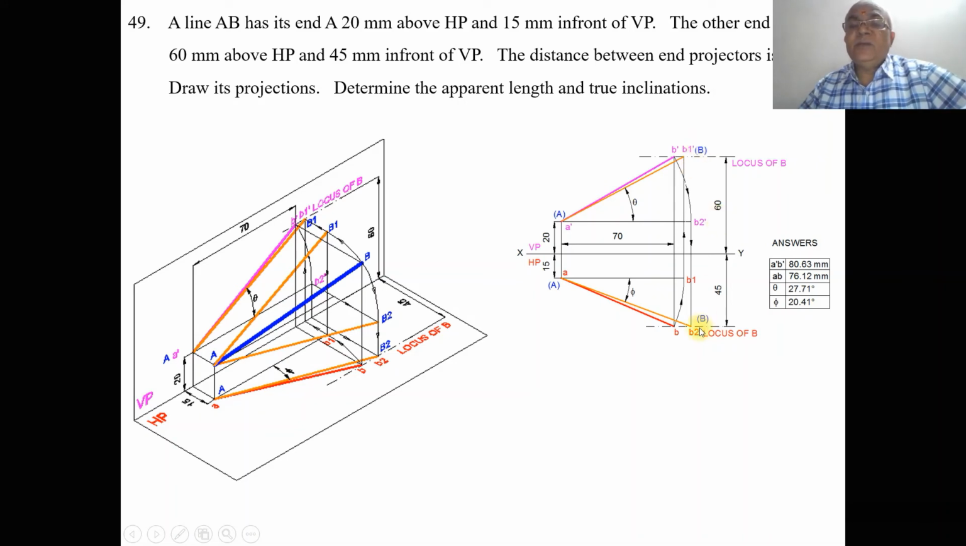Then we need to find the true length in HP. So you make the line parallel to HP. Which is the line that has to be made parallel to HP? The line which is inclined to VP. Which is the line inclined to HP? The line inclined to HP is the front view.